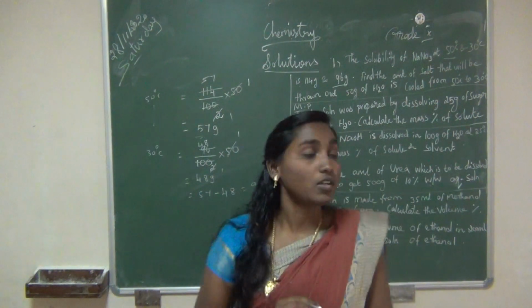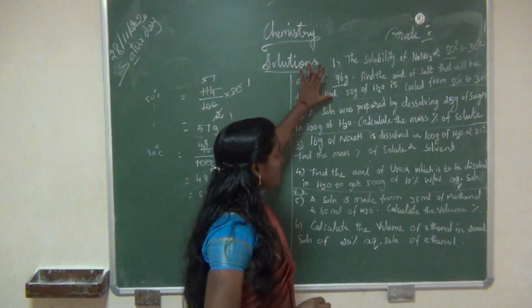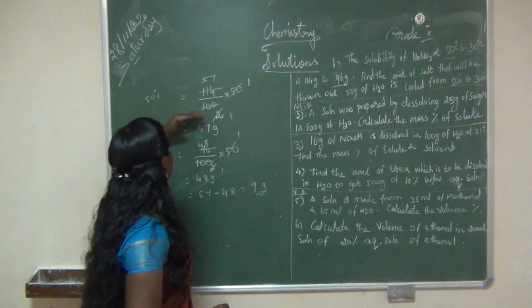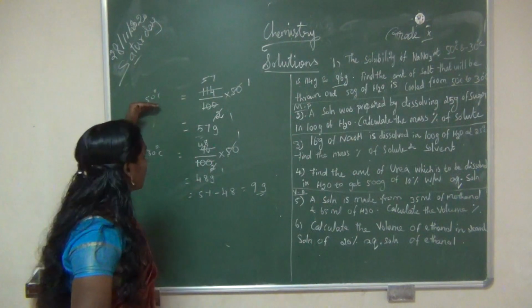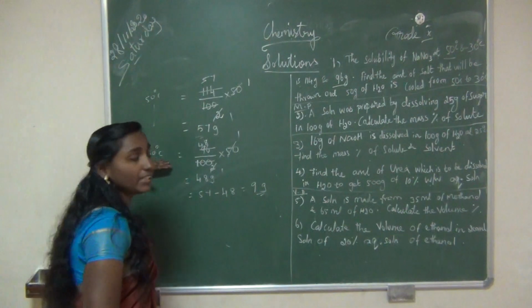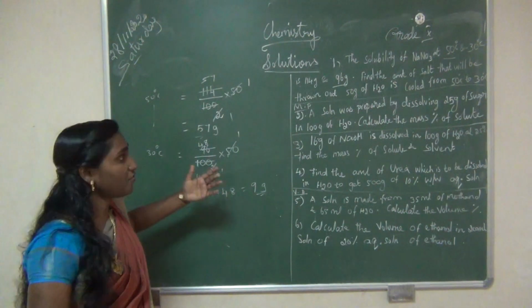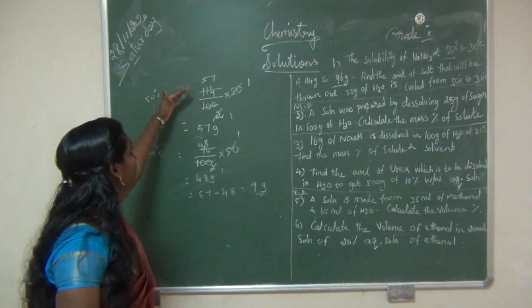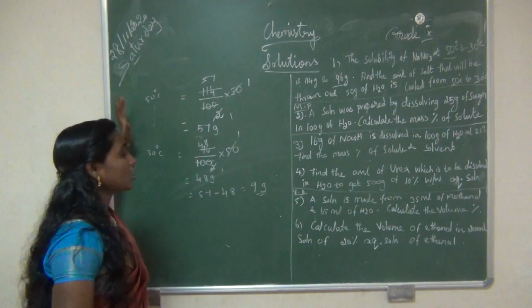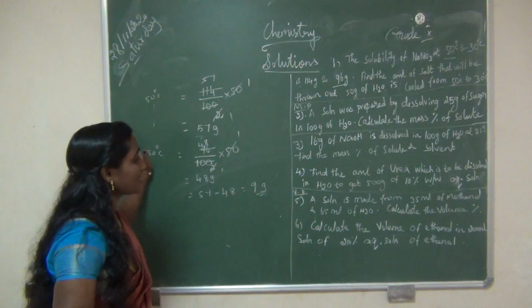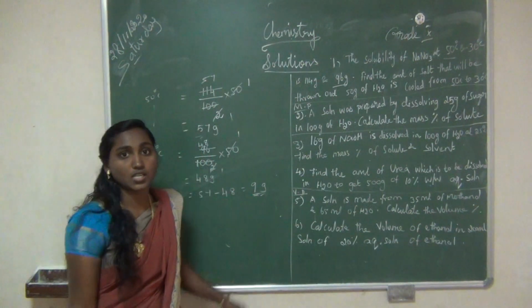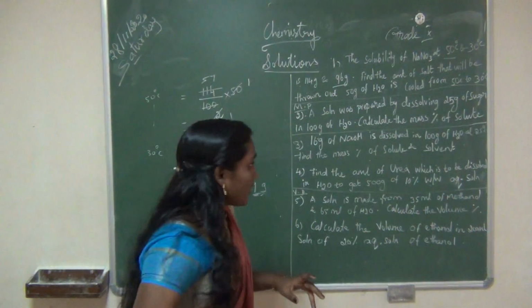Have you understood? So first step, we need to find out the amount of solubility at 50 degrees Celsius. Then second step, we need to find out the amount of solubility at 30 degrees Celsius. Then last step, we need to find out the difference on cooling from 50 degrees Celsius to 30 degrees Celsius. We got 9 gram of salt. Have you understood? Then next question.